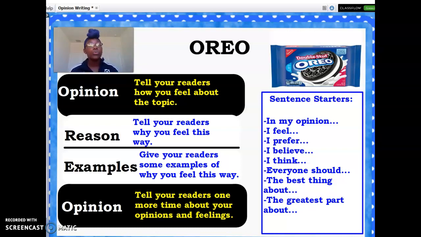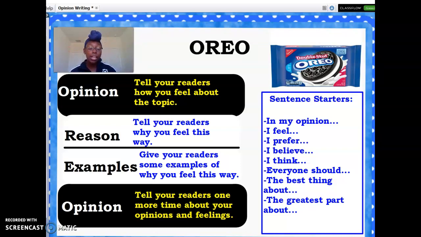Now, the E in Oreo stands for example. You're going to give your readers some examples of why you feel the way you feel about your opinion. This is where you're going to get specific. You're going to give me some details, and you're going to support your reasons that support your opinion. And if this sounds confusing, don't you worry. I'm going to give you guys an example of it. So check, E for examples.